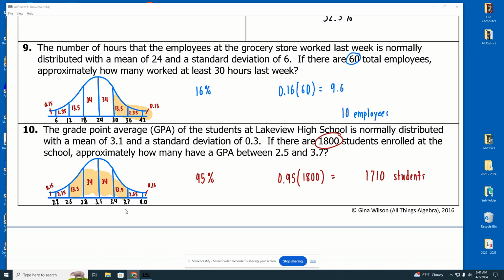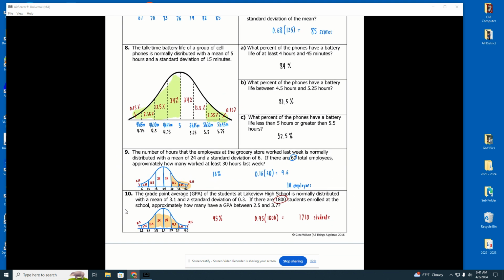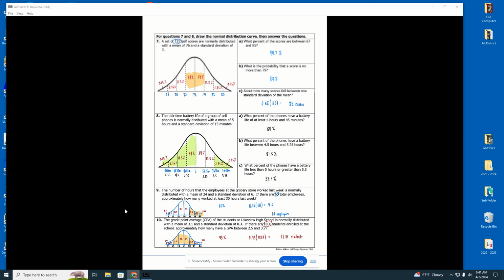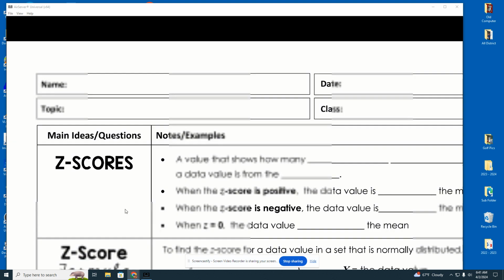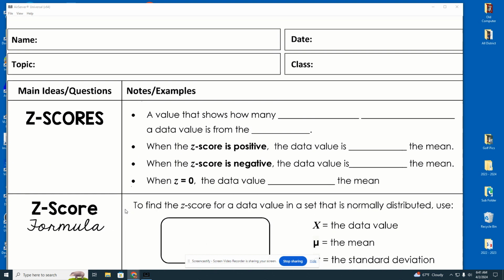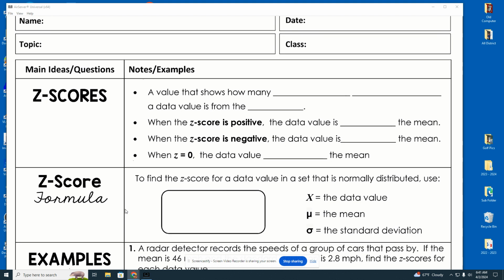Okay, pretty simple assignment. Hopefully you got every one of them right. If you didn't, hopefully you see what you missed. All right, at this point, your note sheet for today should be out. As you notice, the notes are on one side, the assignment is on the other. Today, we're talking about Z-scores. And again, it's a very simple formula that I don't think you guys are going to have any problems with whatsoever. So let's talk about this, okay?